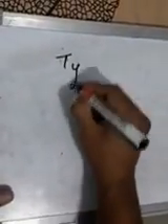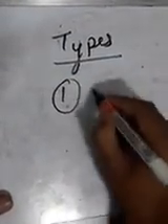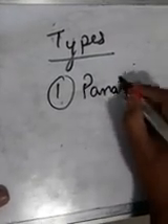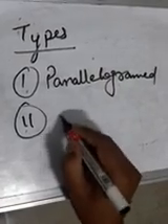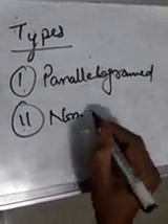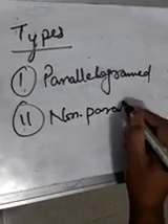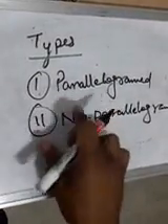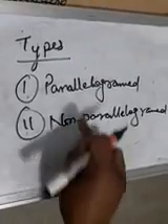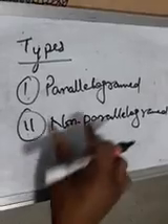So if you say types of quadrilateral, more broadly you can classify the types of quadrilateral as parallelogram and, second, non-parallelogram. Okay, so you can classify quadrilaterals into two types, like parallelogram and non-parallelogram. Before discussing these two types, I would like to tell you something about the parallelogram.